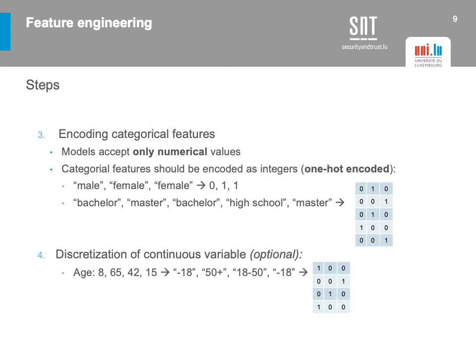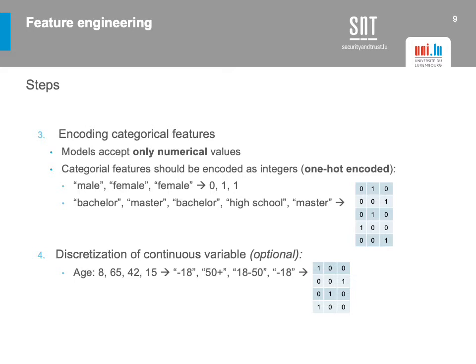Okay, so what you can do next is to discretize continuous variables. This is optional, not mandatory, but sometimes it can help your model. What this means is that you have a continuous variable, for example, age, which is a continuous feature, and you want to create categories from that. For example, here I created categories for people that are less than 18 years old, people between 18 and 50, and people that have more than 50 years old. And you can encode it the same way as we saw.